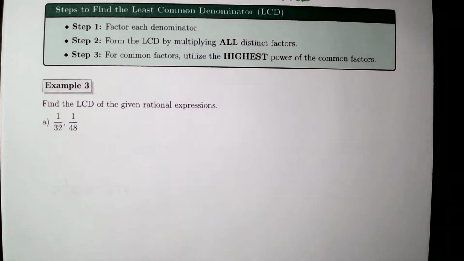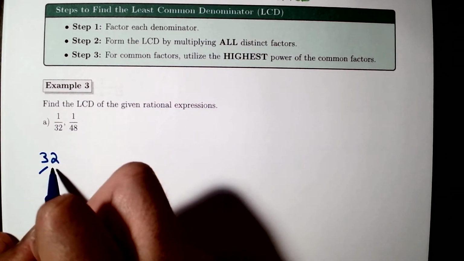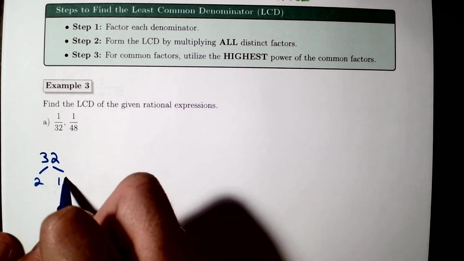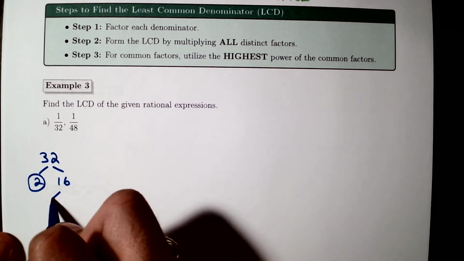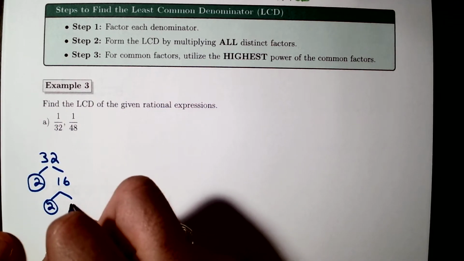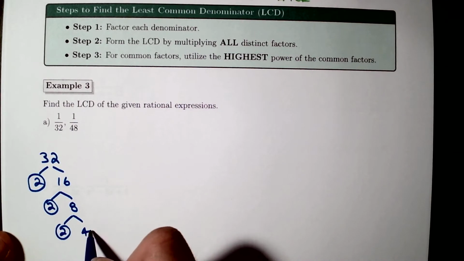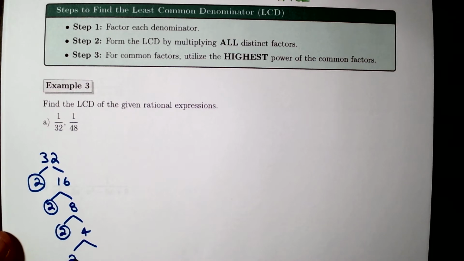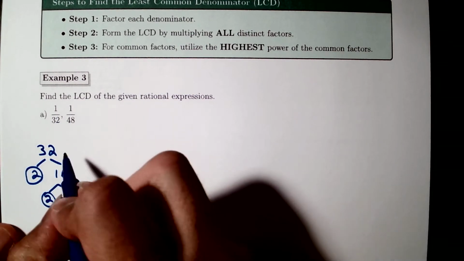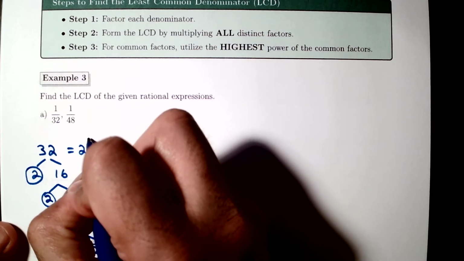So what are we going to do? Factor the denominator. I'm going to write the number 32 and prime factor it. I'm going to start dividing by 2. 2 times 16. Factor out the number 16. That's 2 times 8. Factor the number 8. That's 2 times 4. And finally, 2 times 2. So we are going to write this in terms of powers of the prime numbers that we got, in this case the number 2 to the 5th power.